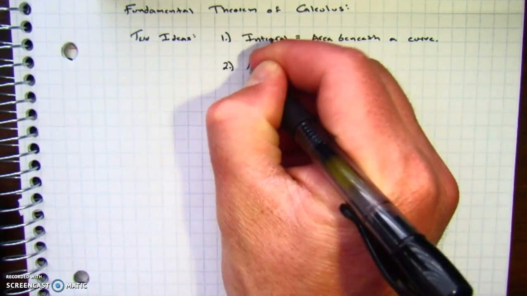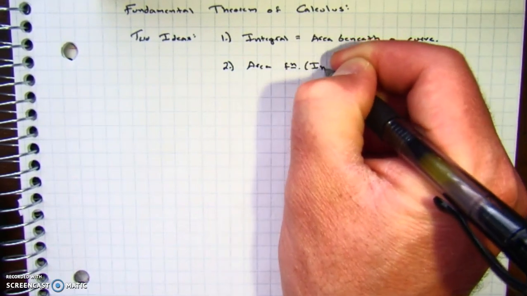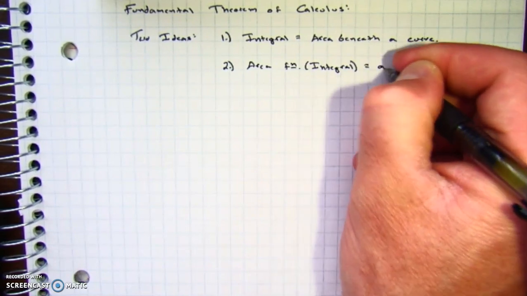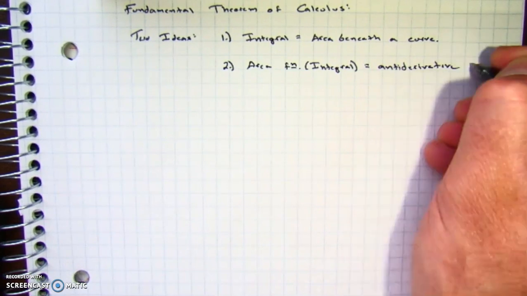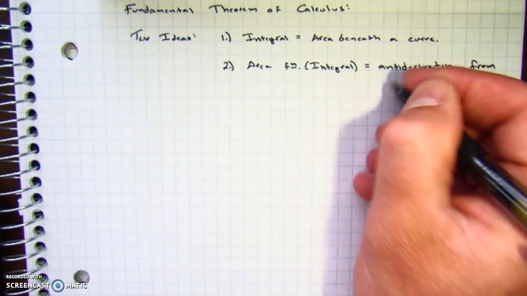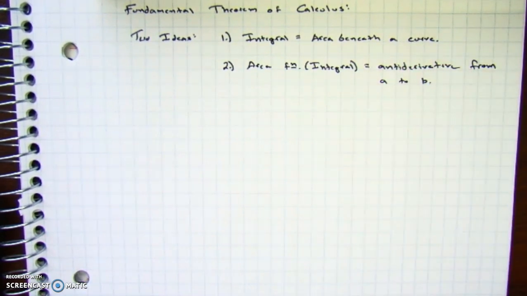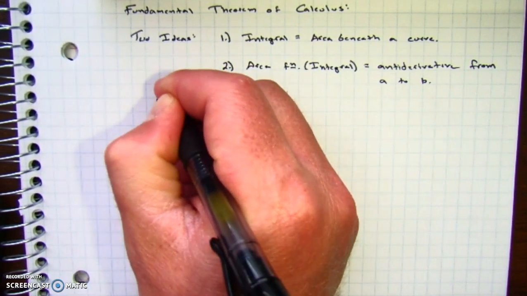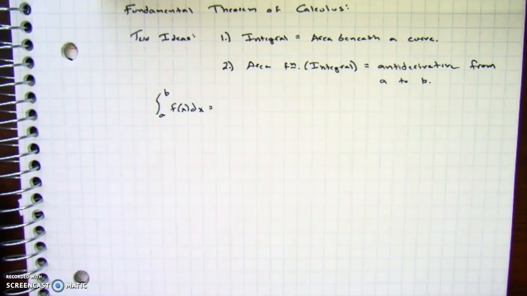So the area function, which, aka integral, equals the antiderivative. Then we'll just add from A to B. All right, so we have some function f of x, and let's say we want to take the integral from a to b of this function f of x dx.